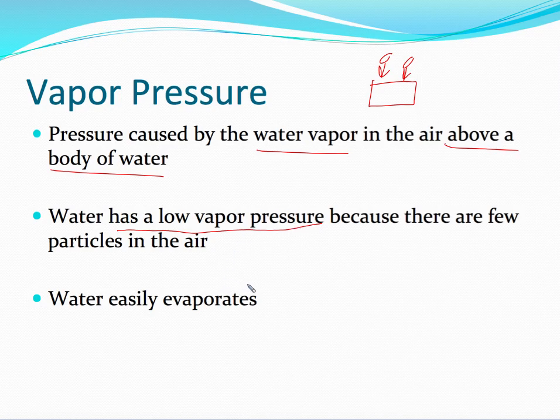And so because of this, water easily evaporates, especially on dry days. Water evaporates super quick because the air has plenty of space to hold it. There's not a ton of pressure from the vapor, so water can go from a liquid to the gas very quickly and very easily. So this is vapor pressure, the pressure exerted by the vapor above a body of water.